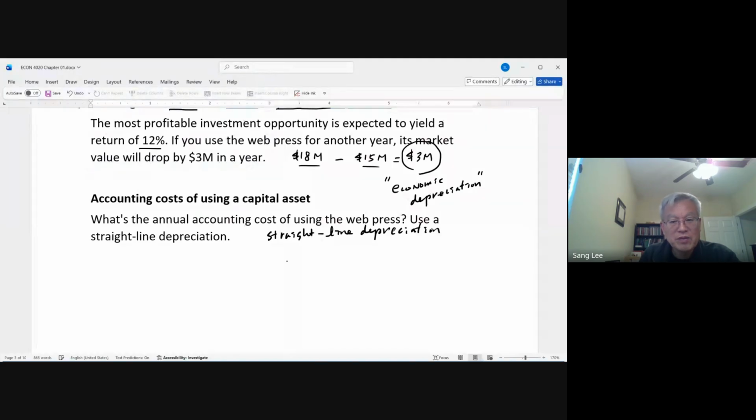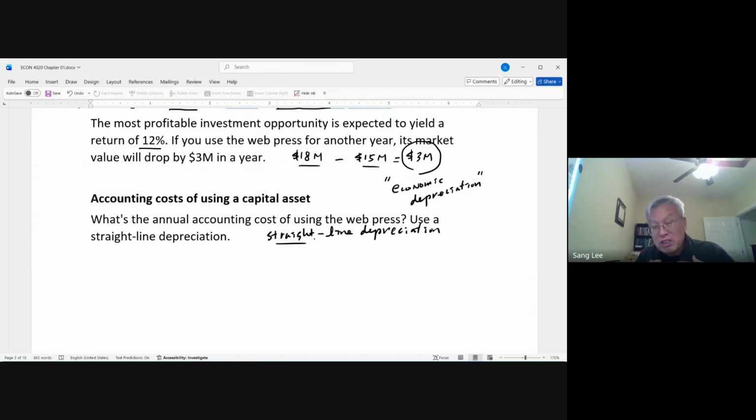So what it means is we assume the value of the web press machine will fall by an equal amount each and every year. The web press machine has a machine life of 10 years. So that means we are assuming that the market value of this web press machine will fall by a fixed amount each and every year over 10 years. So at the end of 10 years, it'll have no value. That's what we assume.